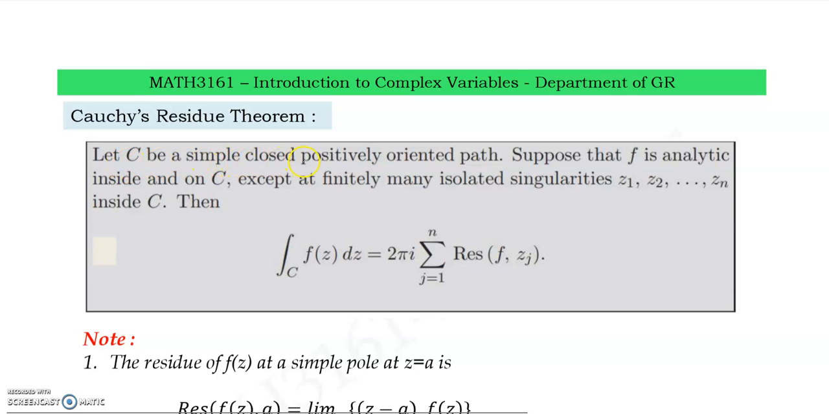Let C be a simple closed positively oriented path and suppose f is analytic inside and on C except at finitely many isolated singularities z1, z2, etc., zn inside the given simple closed curve C. Then how to calculate this integration? Integral over C f of z dz is equal to 2 pi i multiplied by the summation of all the residues of the function at the isolated singular points.